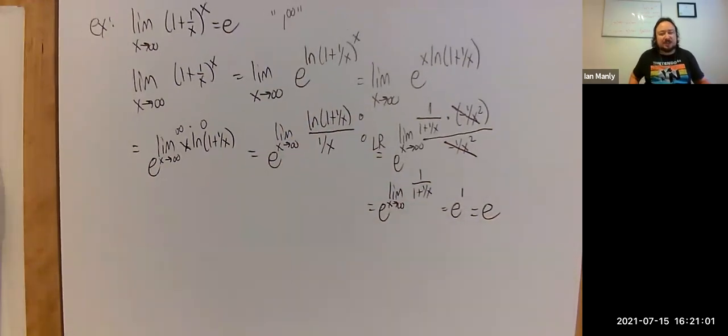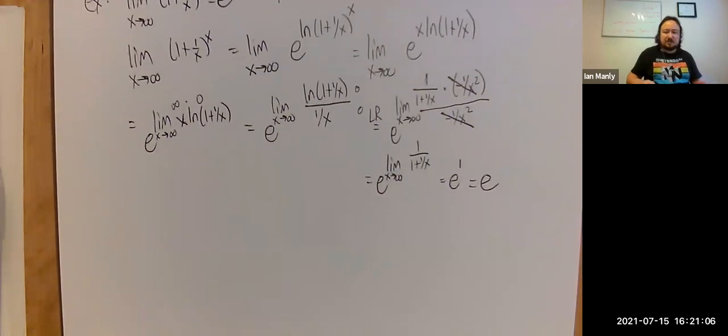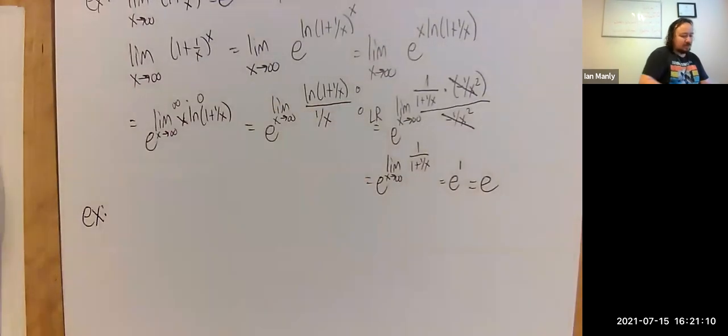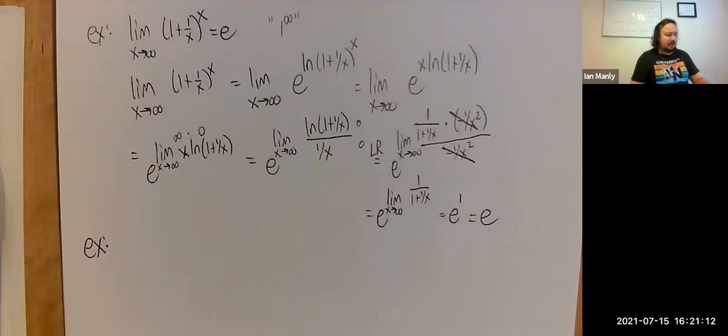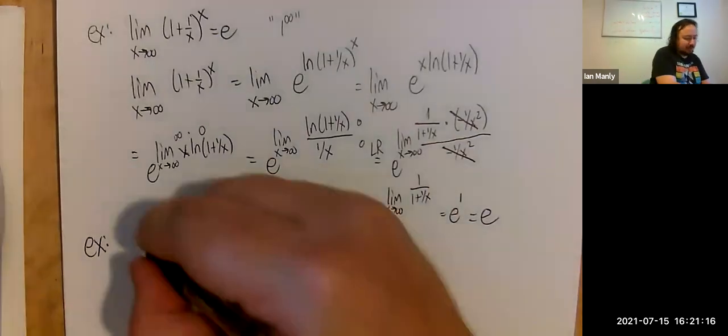All right, so we finally got an answer that isn't 0. You're not going to get 0 every single time for these L'Hopital's rule problems. All right. So that was a 1 to the infinity example. Let's take a look at an infinity to the 0 example.